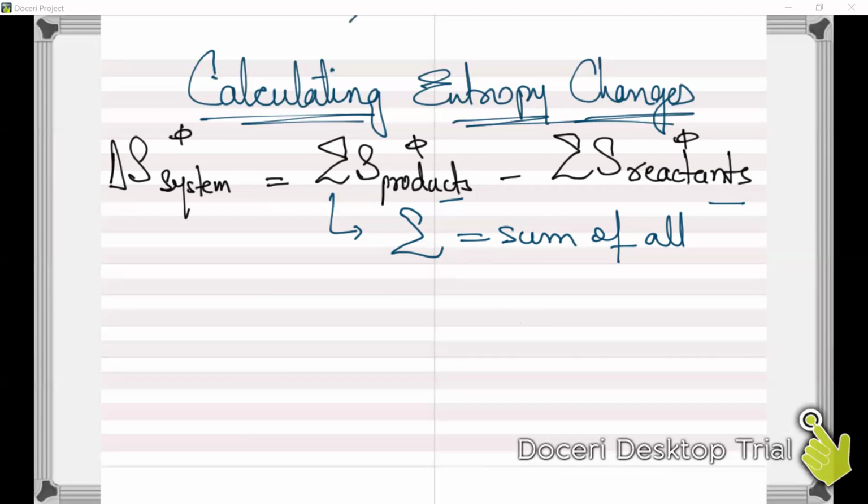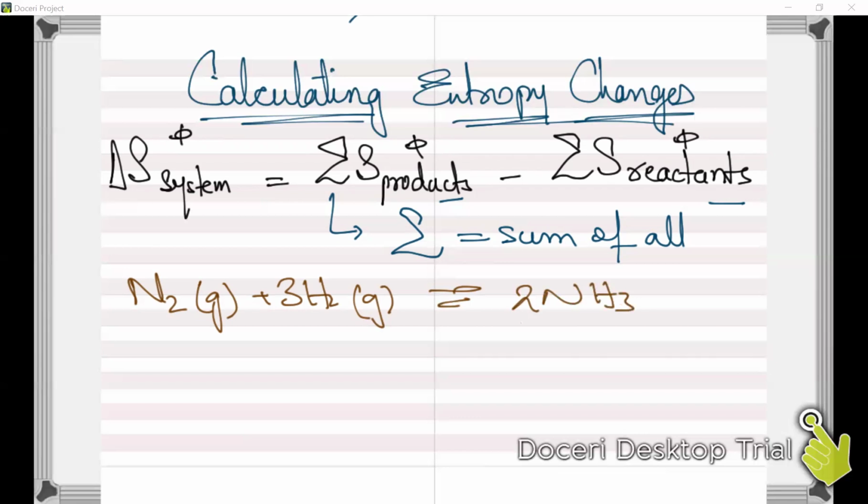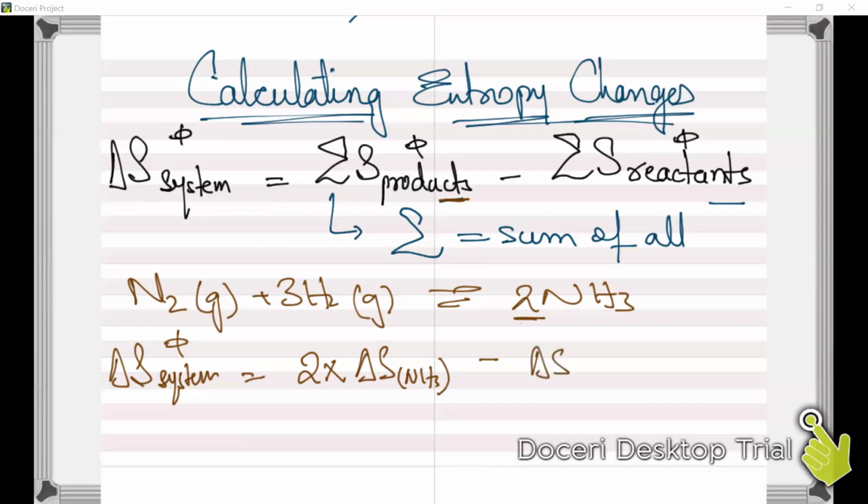Let's suppose I have to calculate the entropy change of the same thing, N2 plus 3H2, the formation of ammonia, which will be 2NH3. तो अगर मुझे कोई कहता है कि entropy का change निकालें, so how am I going to calculate the change? It is equal to, पहले हम product का लेंगे, product के साथ क्या लगा हुआ है? 2 लगा हुआ है. So that means 2 multiplied by the entropy of ammonia, minus the entropy of nitrogen, which is a reactant over here, plus 3 multiplied by the entropy of hydrogen. That's how you will calculate it.